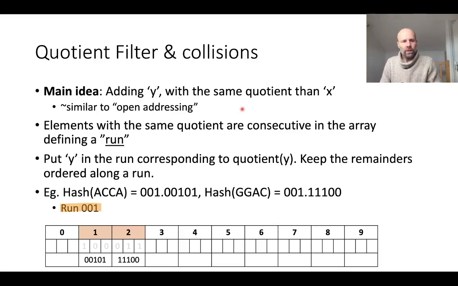Imagine in this example we want to add a new element, GGAC, which has the same quotient as the first one we have been adding. So we would like to insert GGAC at this location, but this location is already taken with something else, so we are going to find the first location where we can put GGAC, and we put its remainder. And we are going to see how to do this and how to set up those 3 bits.